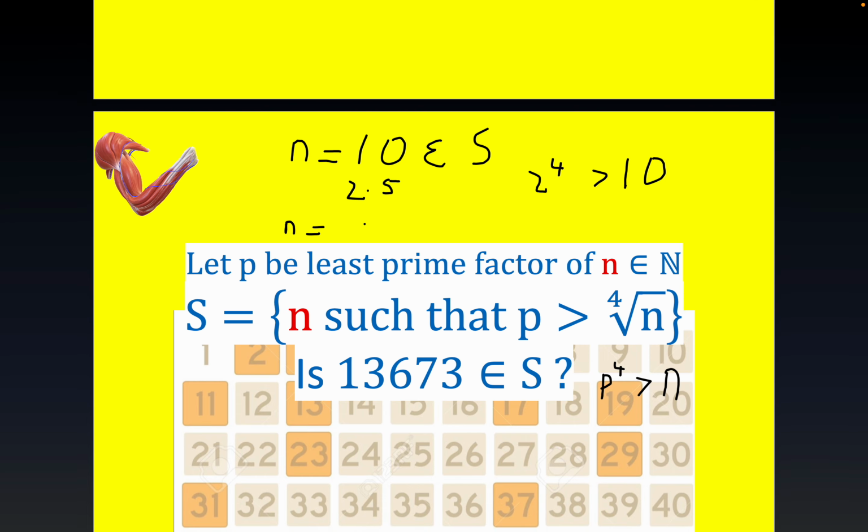Now, in a similar fashion, let's do 24. Keep them small. This is equal to 2 cubed times 3. So notice that 2 to the 4th power is not greater than 24.